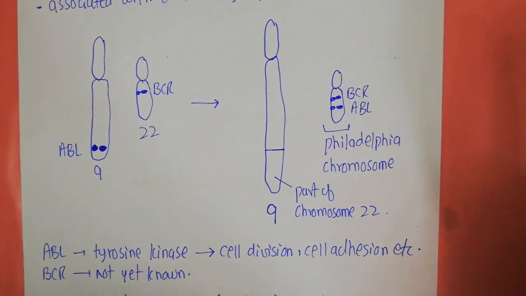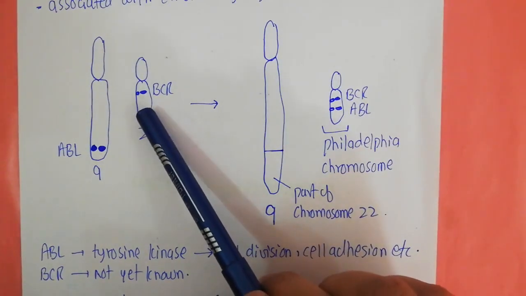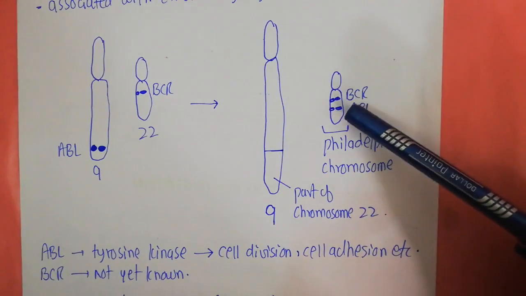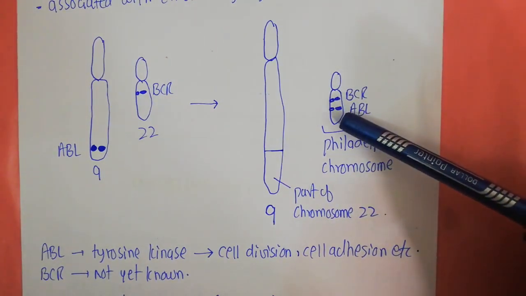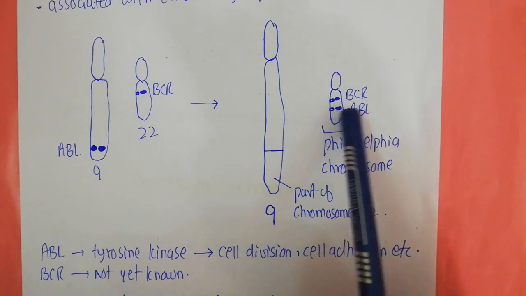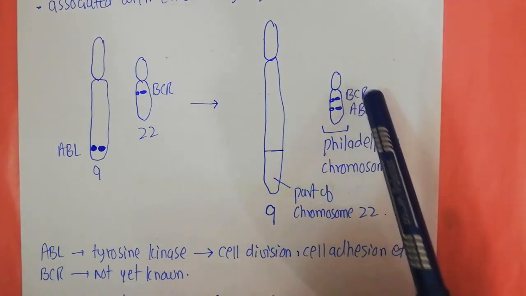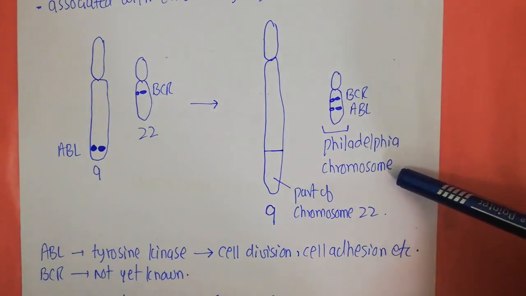When the translocation happens, as you can see over here, the major part of chromosome number 22 is shifted to chromosome number 9, and you are getting a very small chromosome over here. But in this small chromosome, the ABL gene from chromosome number 9 is shifted to this small chromosome, and now the BCR and the ABL gene are adjacent to each other on the small chromosome, which we call the Philadelphia chromosome. I hope this is clear.